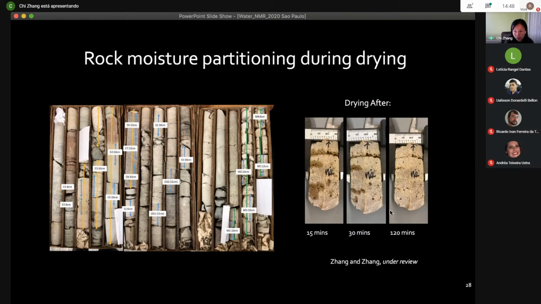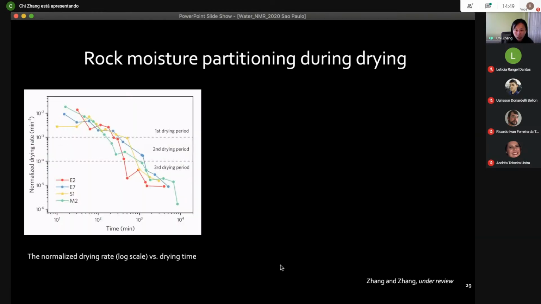And we measured this entire drying process from fully saturated until fully dried, with time intervals varying from a few minutes to 30 minutes or so. This is a picture showing the drying after 15 minutes, after 30 minutes, and after 120 minutes for one of the samples.